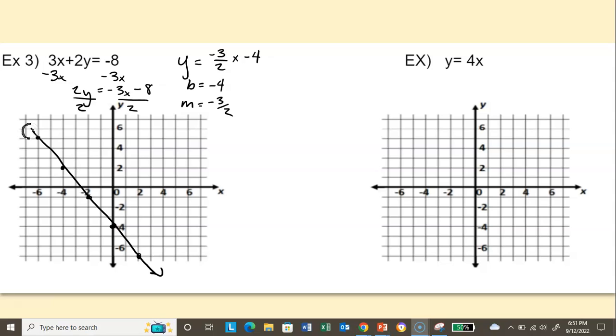Going through, with arrows on both sides.